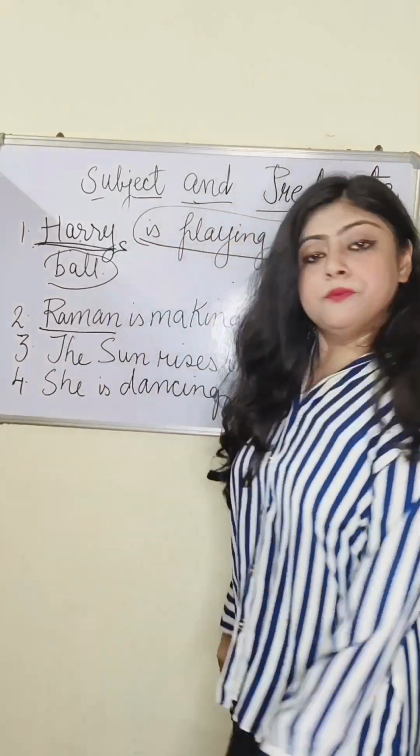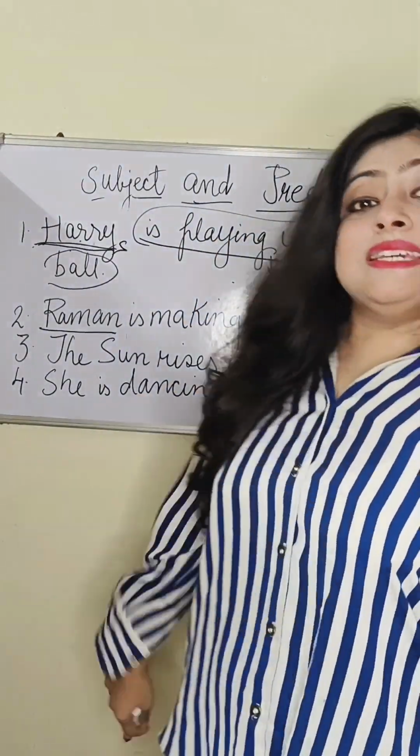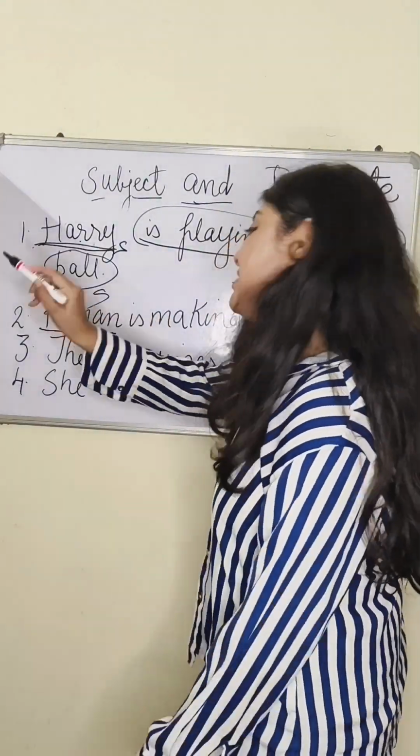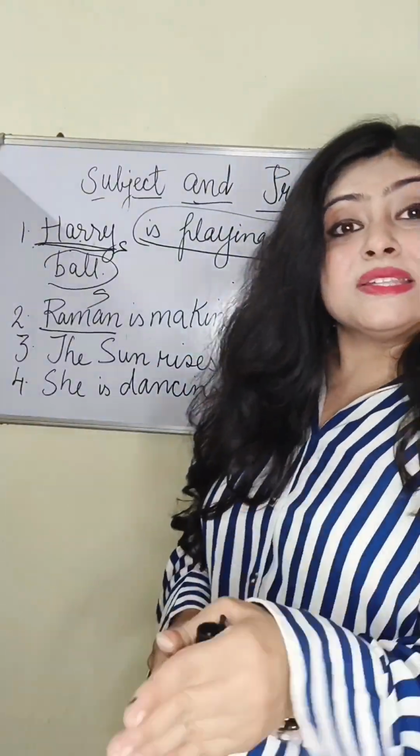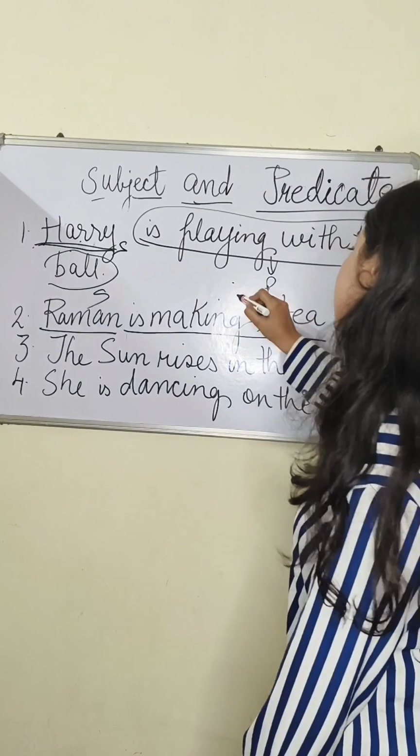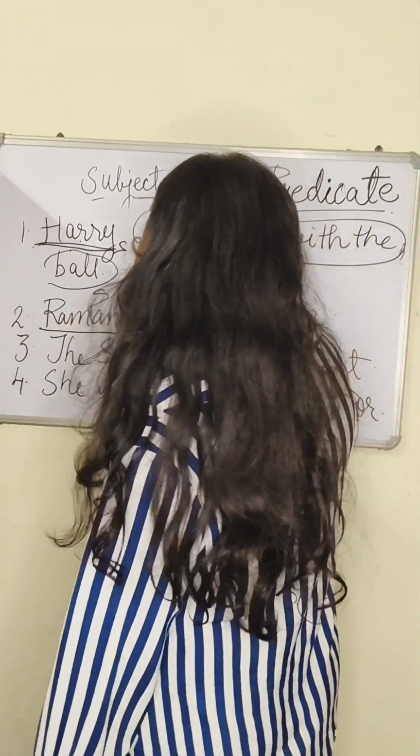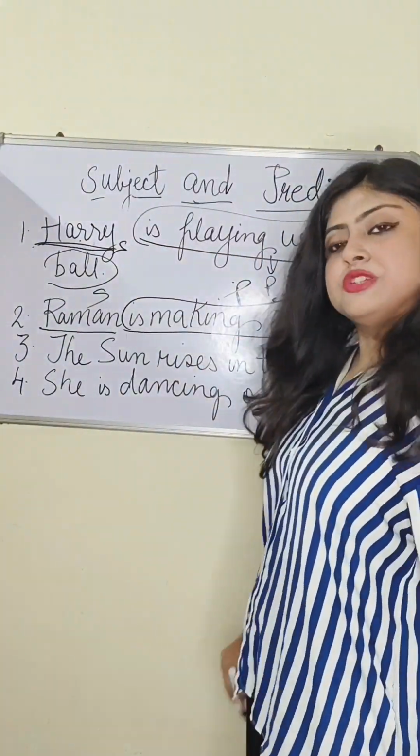Similarly, Raman is making tea. Now, who is making tea? Raman. So Raman is the subject here because Raman is doing something. Now, what is Raman doing? He is making tea. So Raman is the subject and what is he doing? Is making tea. So is making tea is your predicate, and Raman is the subject.